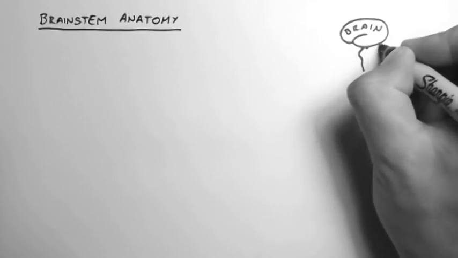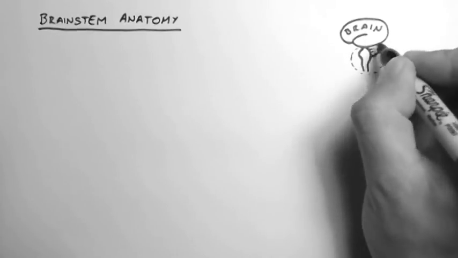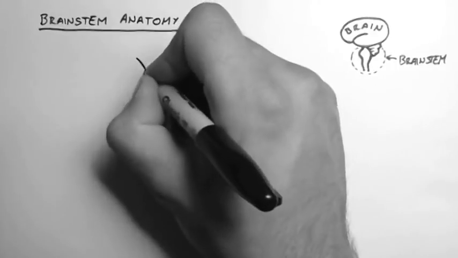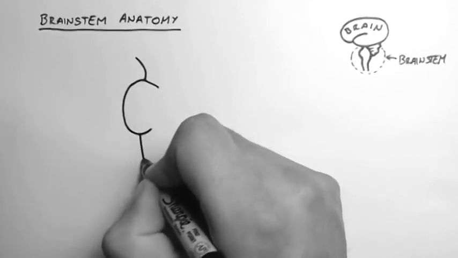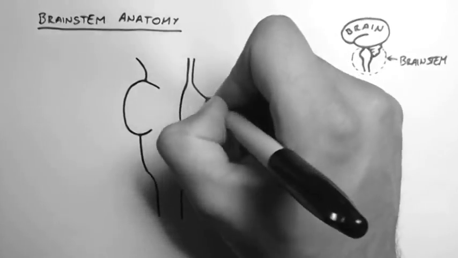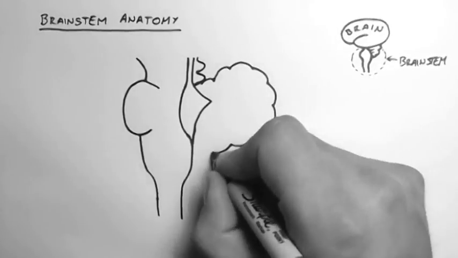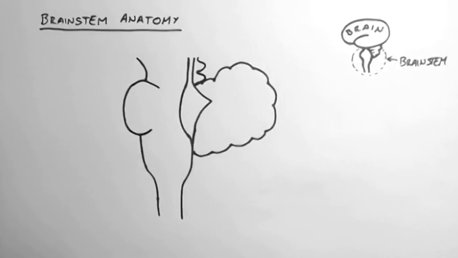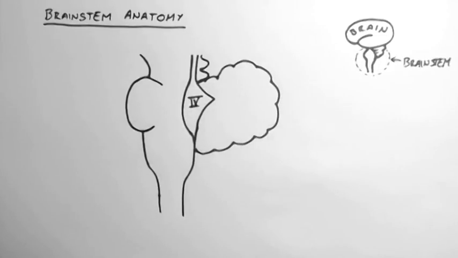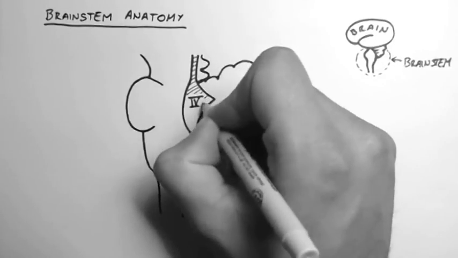then the brainstem hangs down from the brain like this. This circled section is the brainstem. So I'll draw that up larger here. So this is a brainstem and it's been sliced down the middle, and here we can see the fourth ventricle. This ventricle contains cerebral spinal fluid, or CSF.